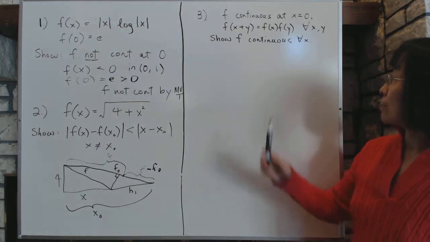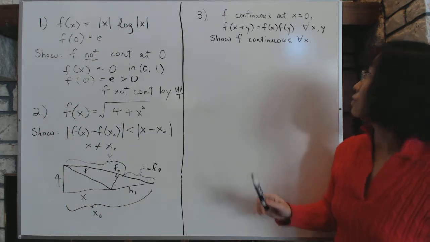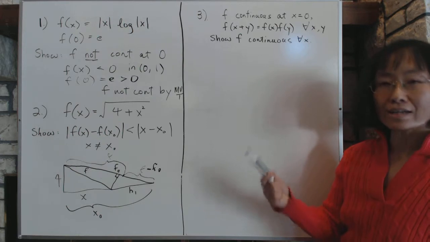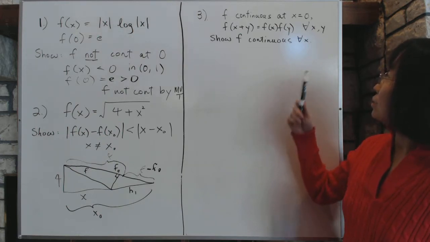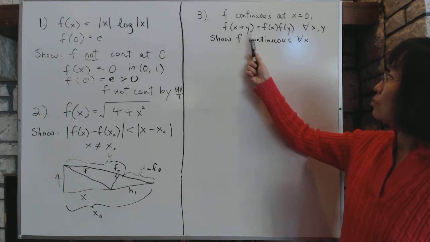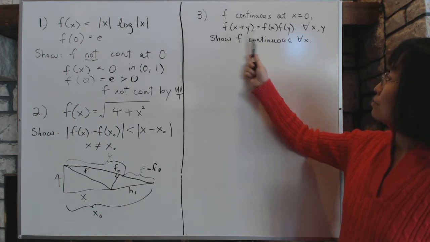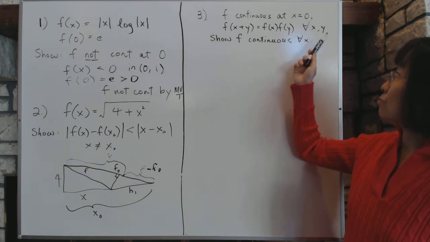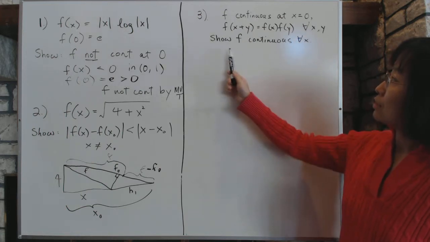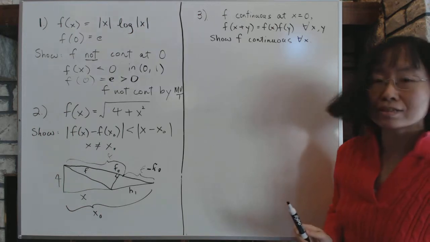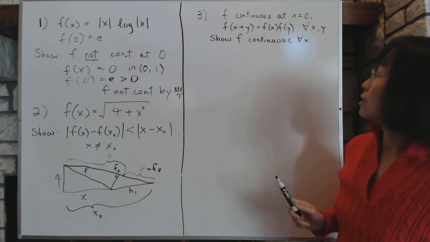It says if you have a function f and you don't know what it is, you're given that it is defined everywhere. It is continuous at x0 equal to 0, and it has this particular curious property: f of x plus y is f of x times f of y, and this property is satisfied for all x, y. What you're required to show then is that f is continuous at all x points.